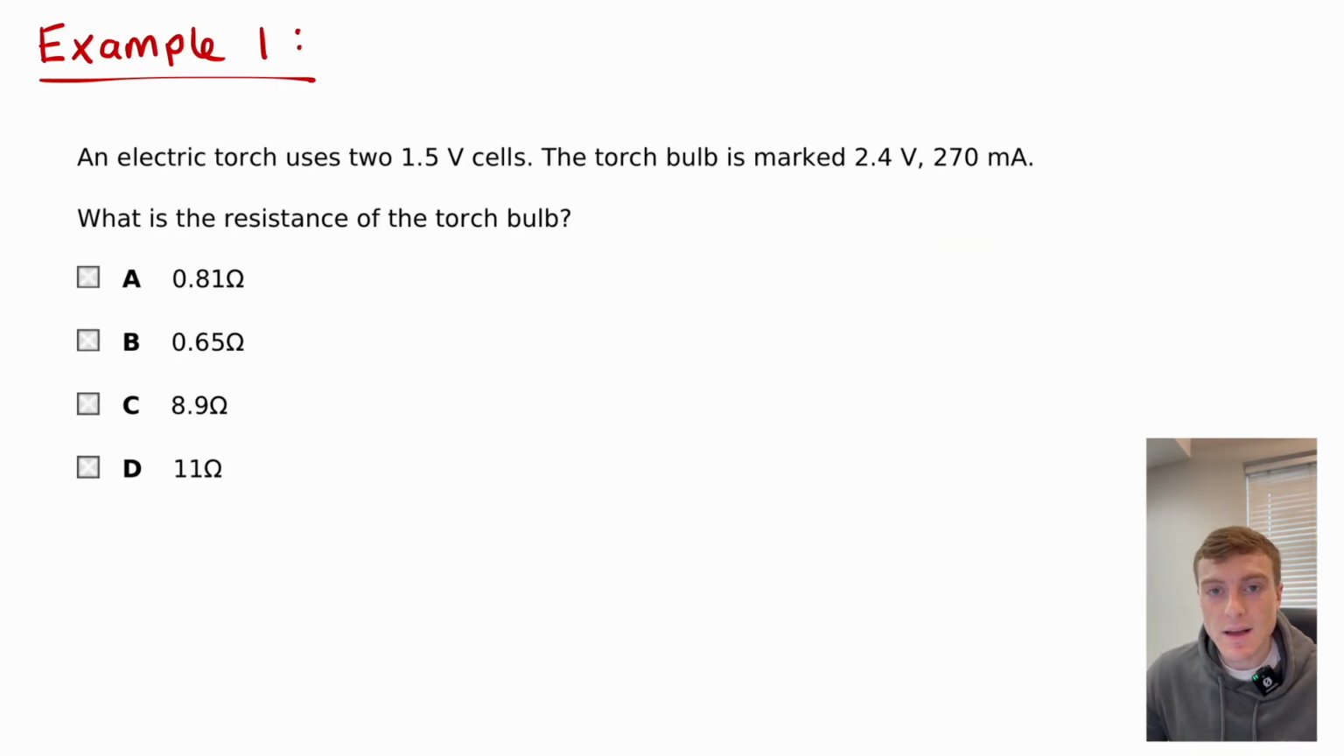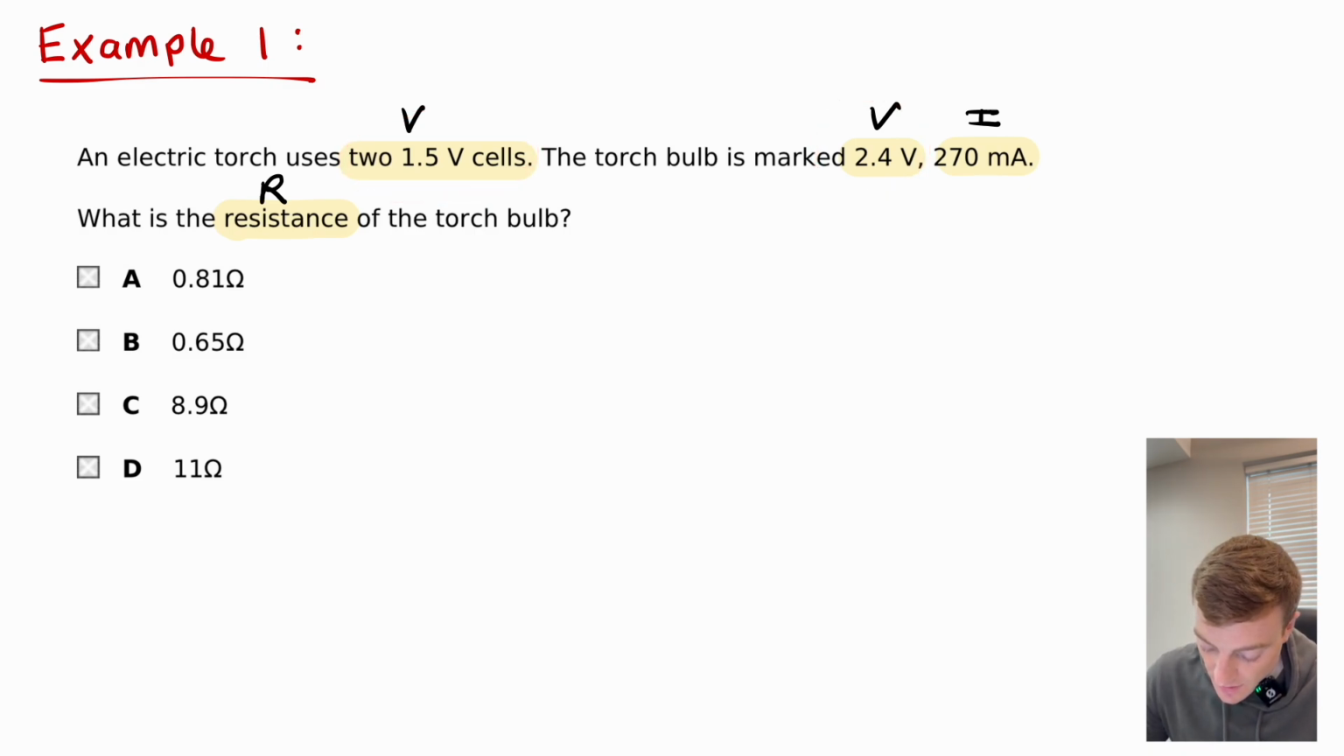Now let's take a look at what an exam question would look like. The question says an electric torch uses two 1.5 volt cells. The torch bulb is marked 2.4 volts and 270 milliamps. What is the resistance of the torch bulb? Now, for any exam question, I always like to label what terms I've been given. So I have a potential difference, another potential difference, a current, and a resistance. So I have V, I, and R, which means I should use Ohm's law. Now, where this question is tricky is we're given two potential differences. So what potential difference do I use?